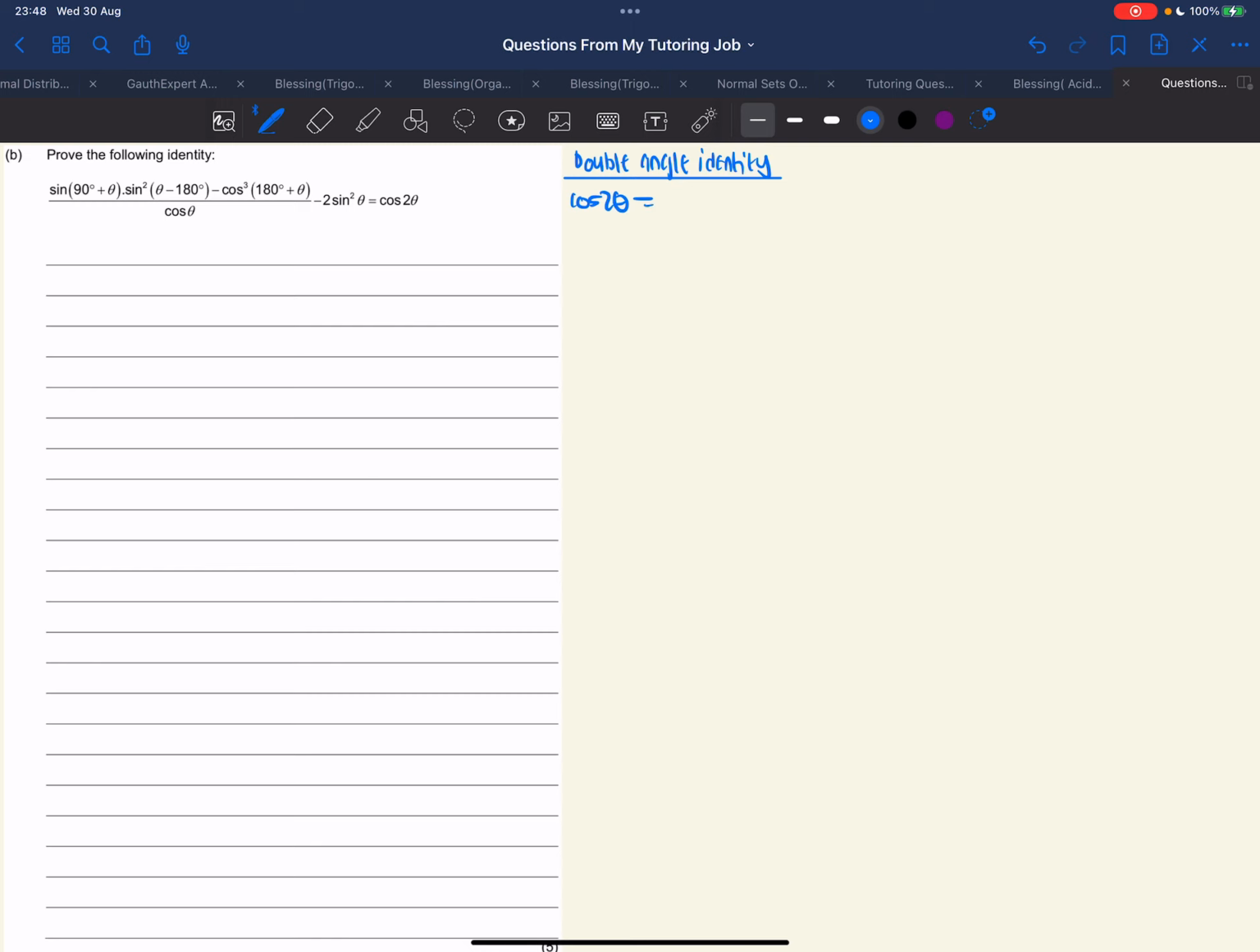And now remember, cos of 2 theta has three kinds of double angle identities. The first one is cos squared theta minus sine squared theta. The second one is 2 cos squared theta minus 1, and the last one is 1 minus 2 sine squared theta.